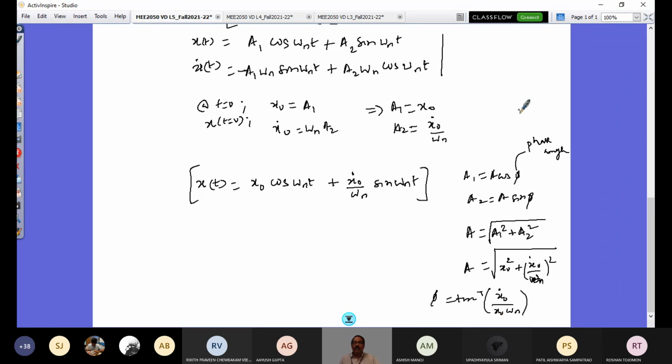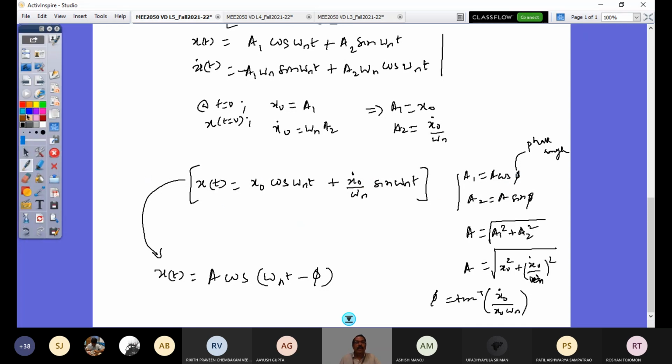So this is my phase angle. If I have this, I can substitute now, and this function is going to be represented as x of t equal to A cos(omega n t minus phi). This response can be represented like this if I define A1 as A cos phi and A2 as A sin phi. That's very simple. In place of x naught, you put A1, and this is A2. So put this.